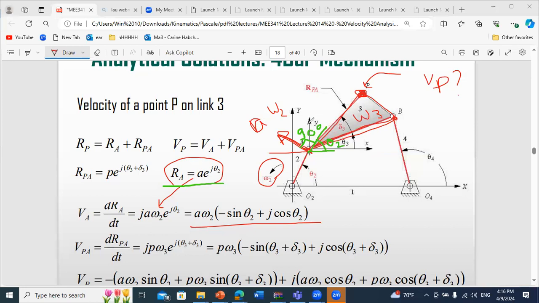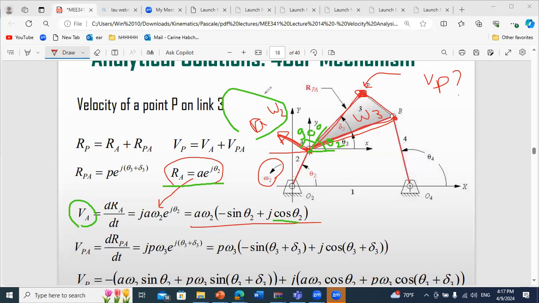plus 90. So when I project, I get the magnitude, which is A omega 2, times cosine of theta 2 plus 90, which is minus sine theta 2, plus the projection on J, which is sine of 90 plus theta 2, which is equal to cosine theta 2. So both methods will give you the same expression for the velocity of point A.